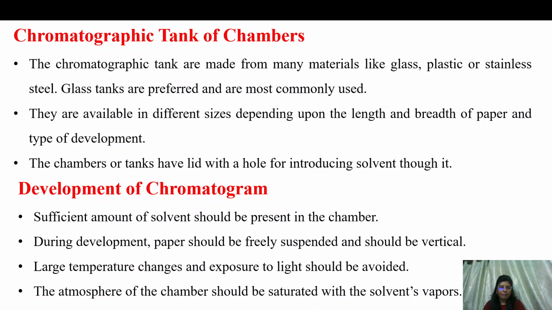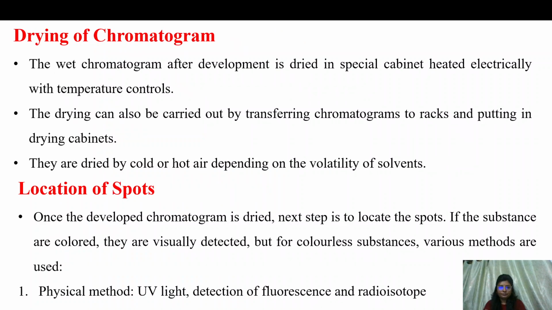Now let's talk about the development of the chromatogram. A sufficient amount of solvent should be present in the chamber. During development, the paper should be freely suspended and vertical. Large temperature changes and exposure to light should be avoided so that the separation is optimum. The atmosphere of the chamber should be saturated with the solvent, and the paper dipped into the solvent so that the spot does not dip completely into the solvent. You have to carefully observe that your spot is not dipped into the solvent phase.